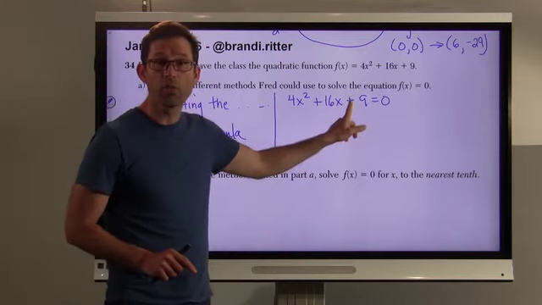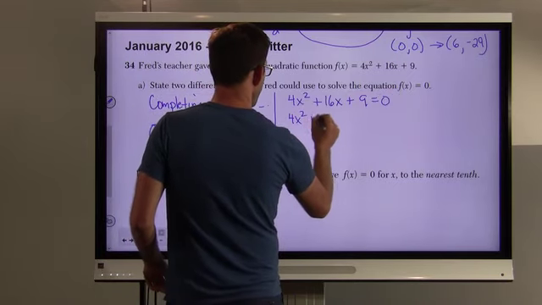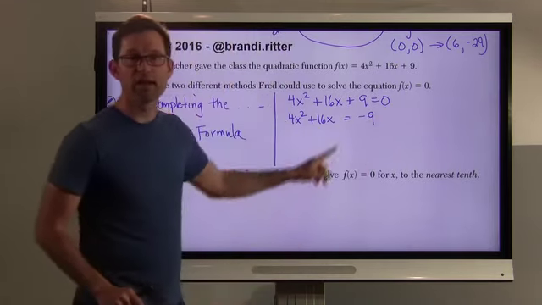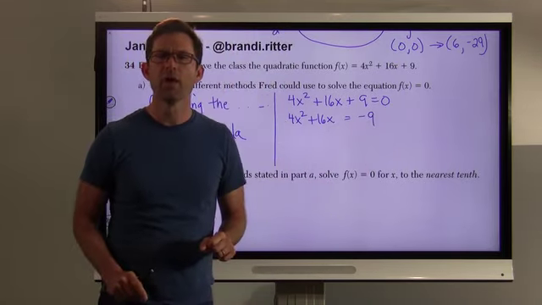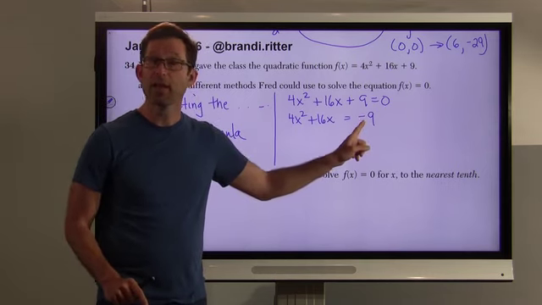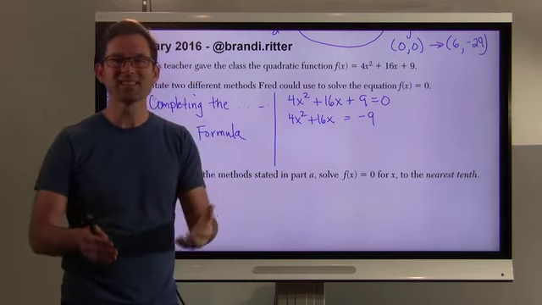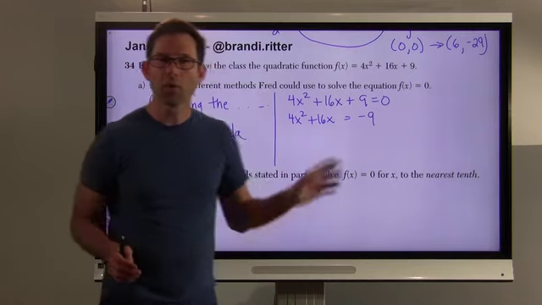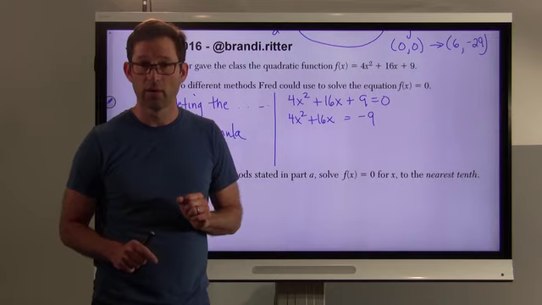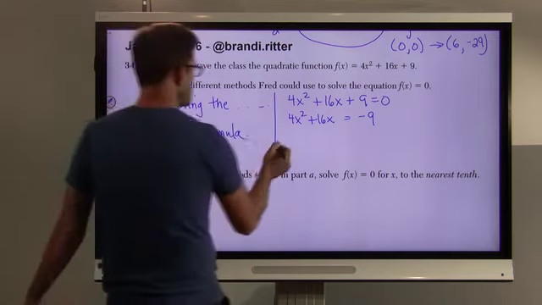Again, the 9 is kind of irrelevant. I'm going to move it to the other side. So 4x squared plus 16x equals negative 9. I hope everyone's comfortable with the fact that it's positive 9 here, negative 9 there. Now, how do I deal with the fact that that's a 4? Well, had that been a negative 8, or a negative 4, or a negative 12, something nicely divisible by 4, I'd probably just divide both sides of this equation by 4. You can still do that right now, you can totally do that. But let's pretend that we can't.